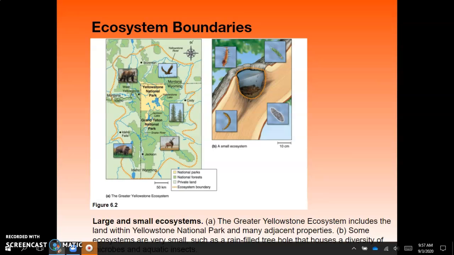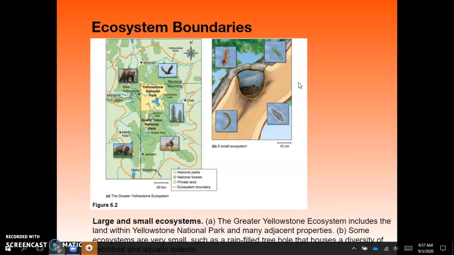So these are large and small ecosystems. The Greater Yellowstone ecosystem includes the land within Yellowstone National Park and then many adjacent properties. So this is a very large land area, a very large ecosystem. And then here, there's a few drops of rainwater in a knot in a tree, and this is also an ecosystem.